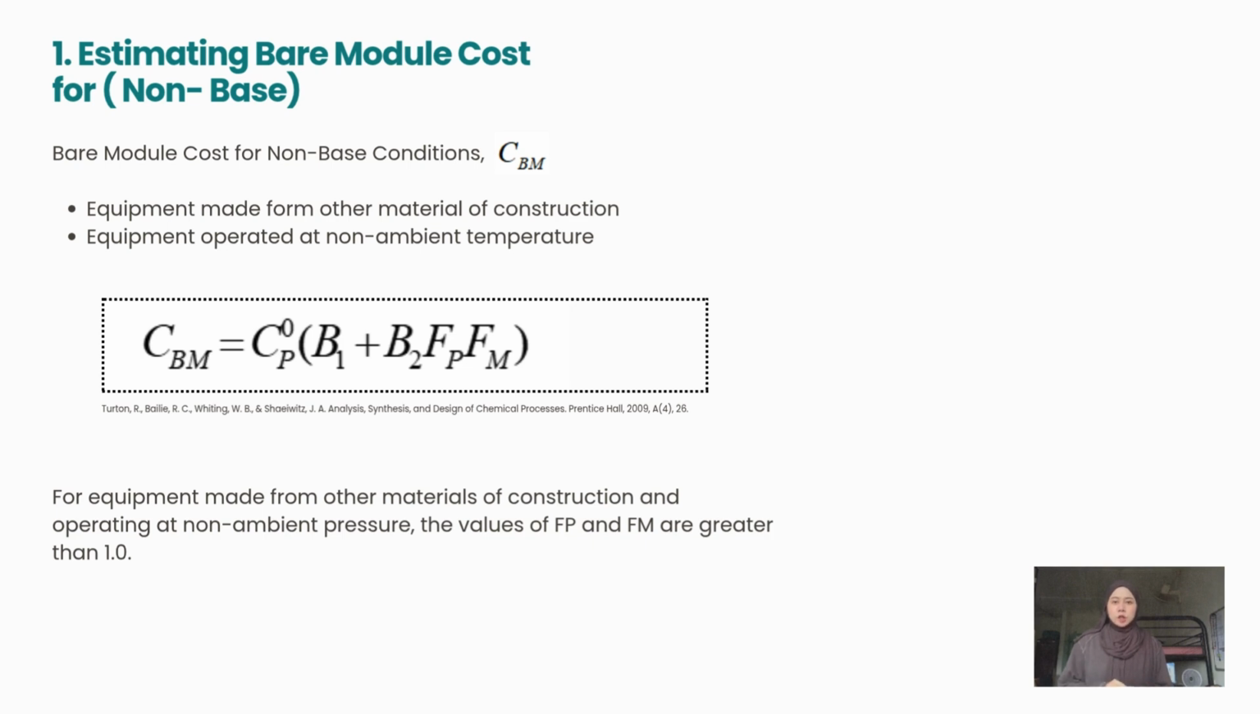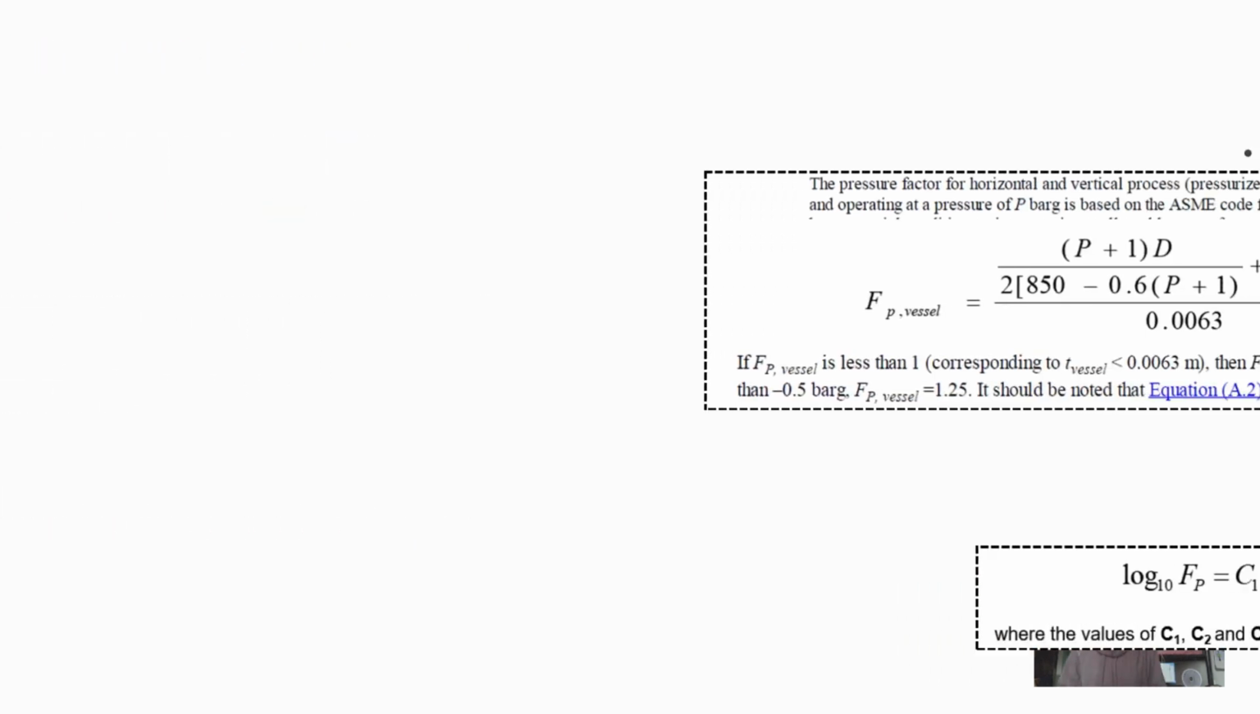CBM naught equals CP naught times (B1 plus B2 times FP and FM), the pressure factor and the material factor. For equipment that is made from other material of construction and operating at non-ambient pressure, both FP and FM values are greater than 1.